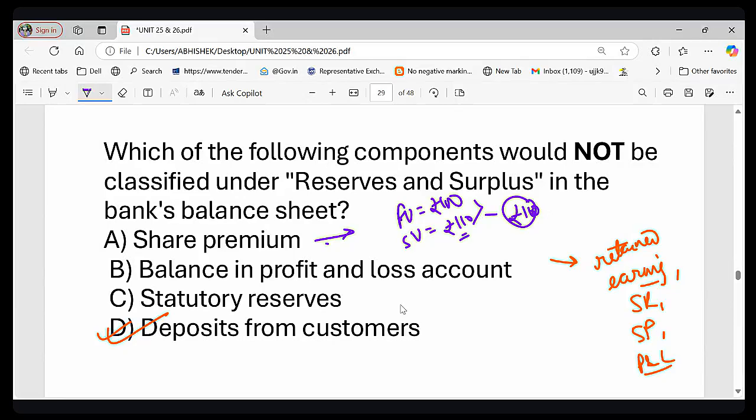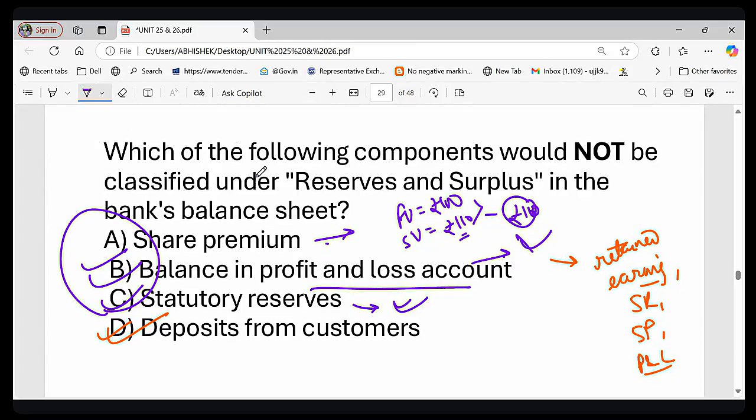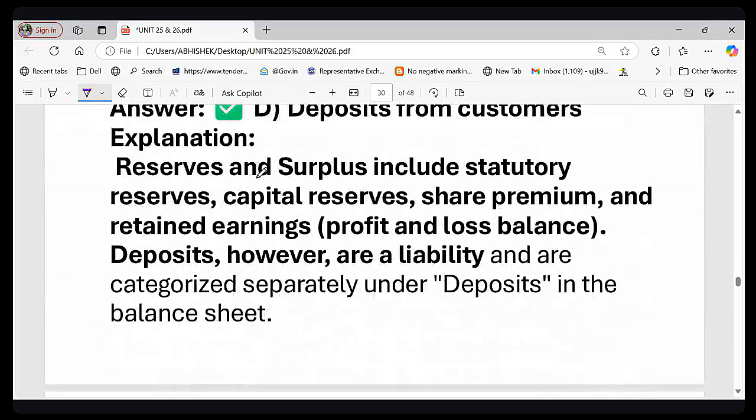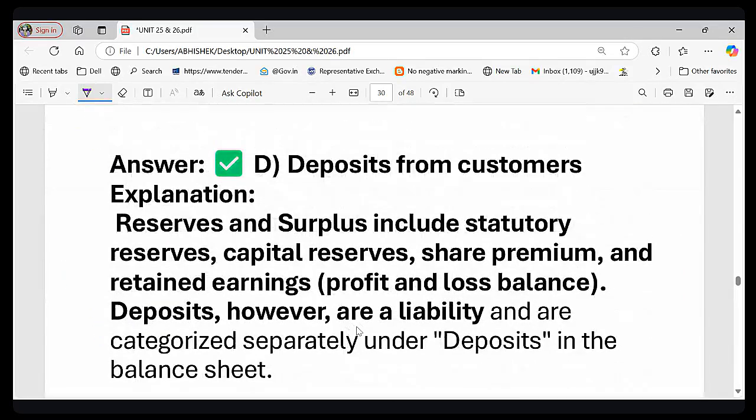Option B is balance in profit and loss account. This is a part of surplus, right? Option C is statutory reserve. As mandated by regulation, a portion of profit is transferred here to the statutory reserve. So option A, option B, option C would be part of the reserves and surplus, right? What we learned from this discussion is that deposit is a part of liability, and retained earnings, capital reserve, share premium are part of reserves and surplus. I hope it is clear.